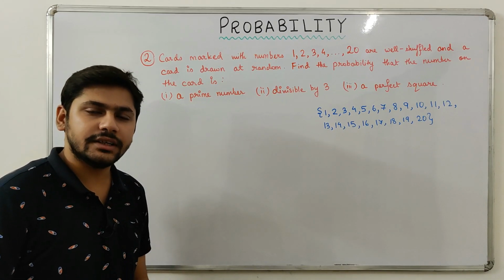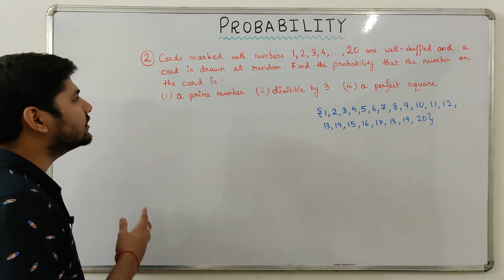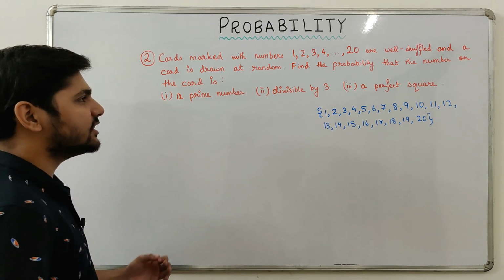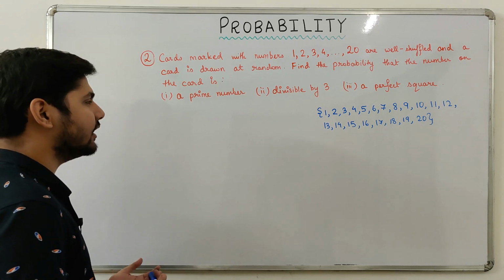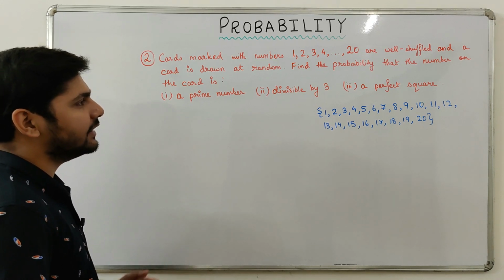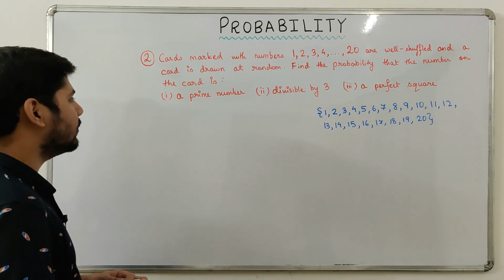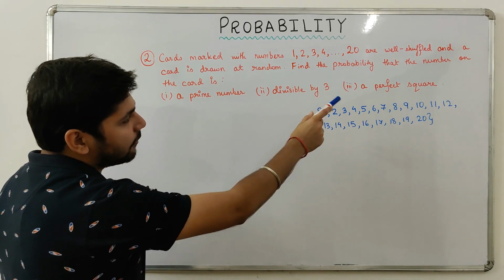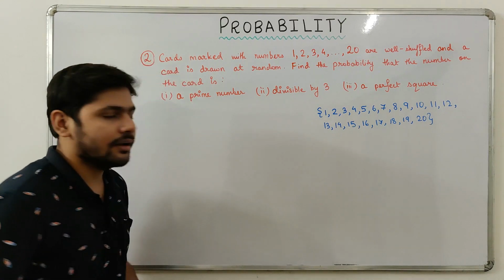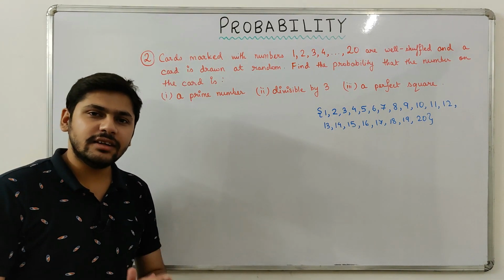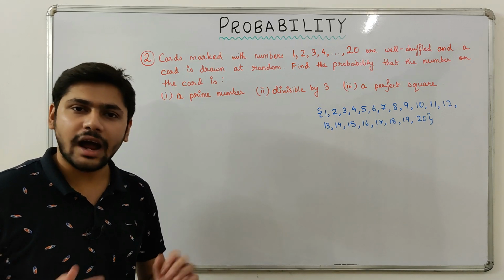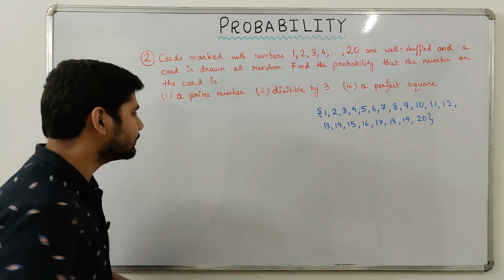Moving on to the second question, we have cards marked with numbers 1, 2, 3, 4 till 20 that are well shuffled and a card is drawn at random. You have to find the probability that the number on the card is number 1 a prime number, number 2 divisible by 3, and number 3 a perfect square. In this sum also, the first thing that we will do is we will find the total number of possible outcomes. So let's do that.